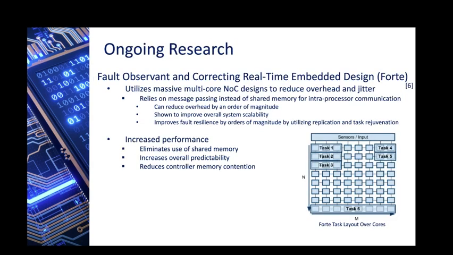There has been a lot of ongoing research covering the topics that we've presented so far in this presentation. One of which is the fault observant and correcting real-time embedded design, which the authors of that article refer to as Forte, which utilizes a massive multi-core network on chip design to reduce overhead and jitter. It relies on message passing instead of shared memory for intra-processor communication, which can reduce overhead by an order of magnitude. It's shown to improve overall system scalability. It improves fault resilience by orders of magnitude by utilizing replication and task rejuvenation. So it increases performance by eliminating the use of shared memory, increases the overall predictability, and reduces controller memory contention.